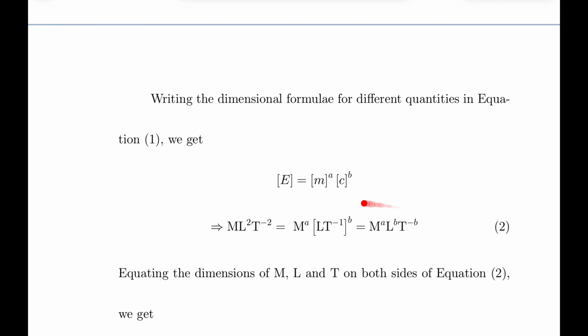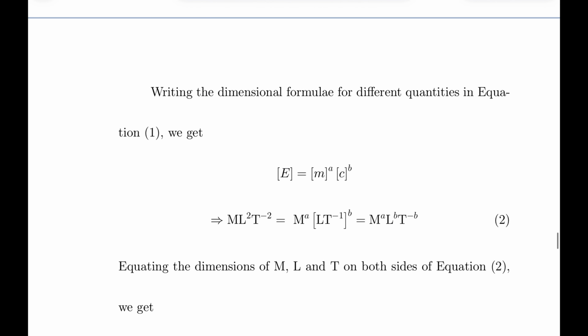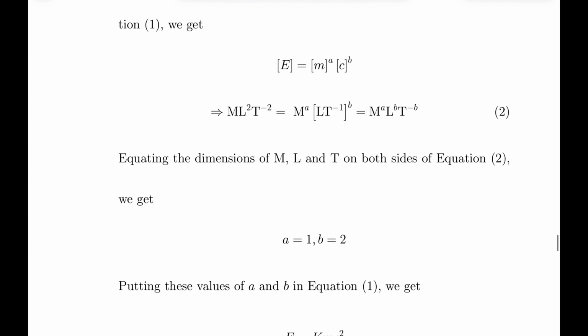Now, if the equation is correct, dimensions of M, L, and T on both sides of equation 2 must be the same. So equate the dimension of mass, length, and time. On the left side, dimension of M is 1, and that of mass on the right hand side is a. So we have a equal to 1. Next, dimension of T is minus 2 on the left side. It is minus b on the right side. So b is equal to 2.